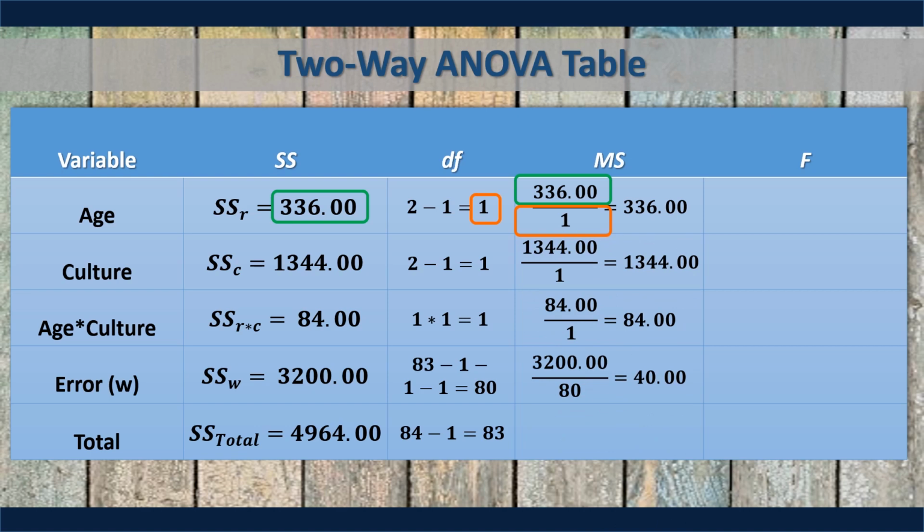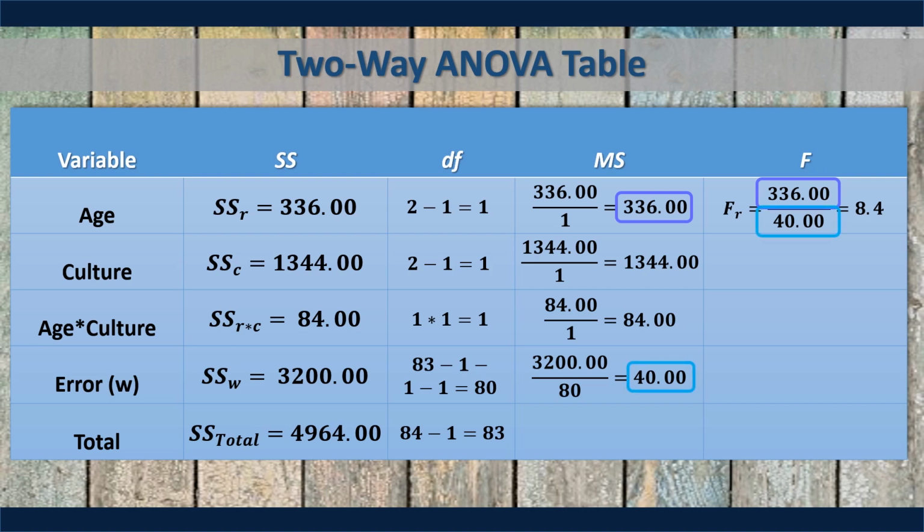The last step is to calculate the F value for our 3 null hypotheses. The F value represents the variance explained by the between group variance or interaction over the unexplained variance. So for the first line, F equals mean square age over mean square within. We also do that for culture and the interaction term to give us our final F statistics.